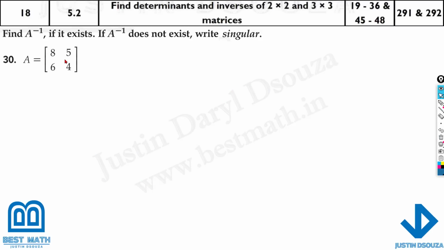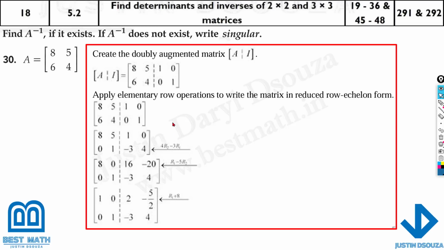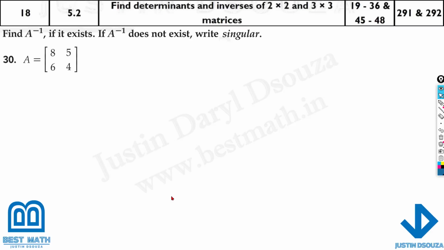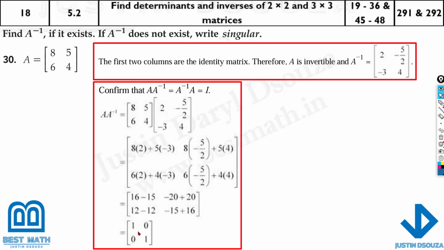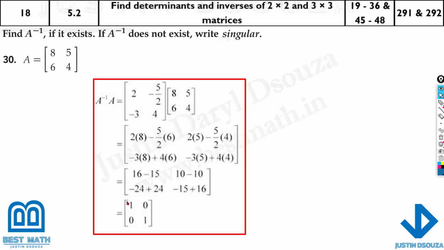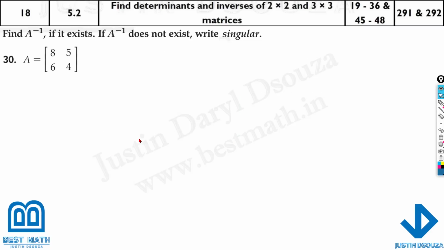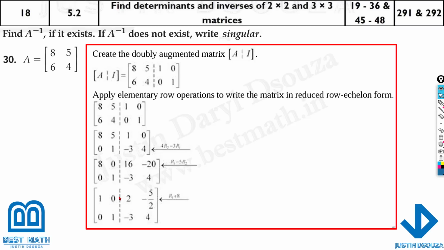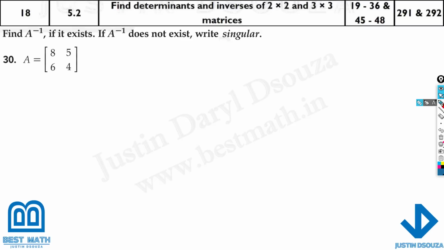Now here also the same thing. First you need to find the determinant and then use the inverse formula. So you can see here, and you will get some answer. So both of these have an inverse as well. Which is the inverse? That's over here. So 2, minus 5 by 2, minus 3 and 4.